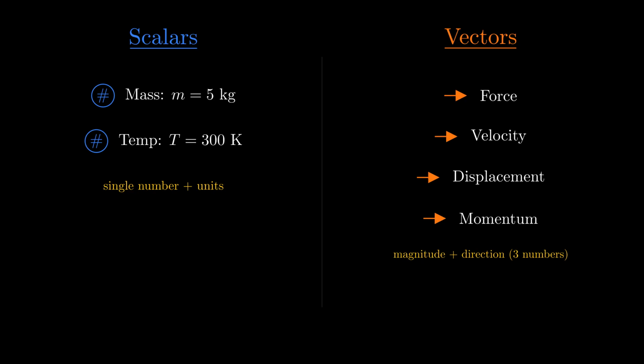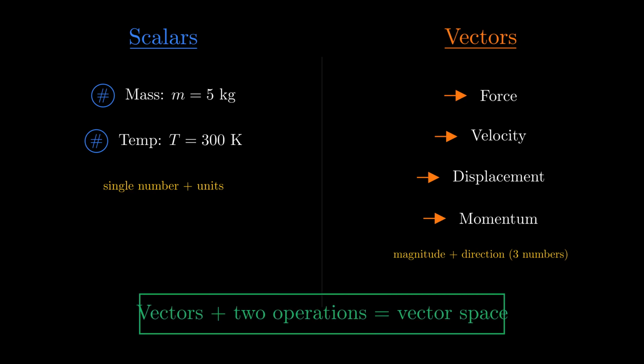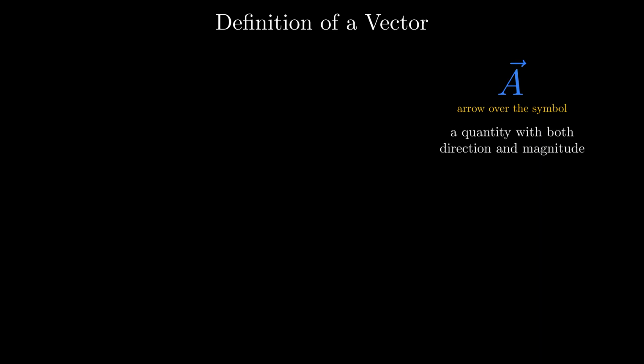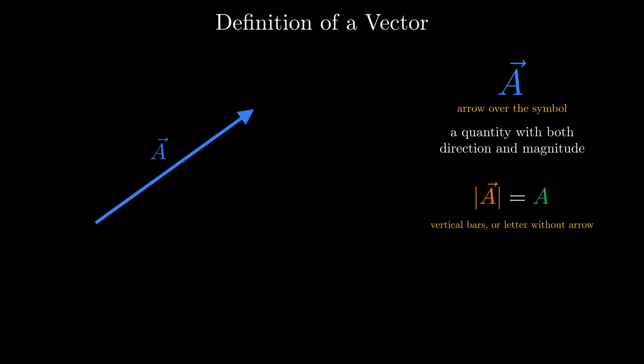Vectors, together with two operations, vector addition and scalar multiplication, form a vector space. We'll work in the familiar three-dimensional space. Here is the definition. Vector A, written with an arrow over the symbol, is a quantity with both direction and magnitude. Its magnitude is written with vertical bars or simply as the letter without the arrow. We picture vectors as geometric arrows. The arrow's length represents the magnitude, and the arrow points in the vector's direction.